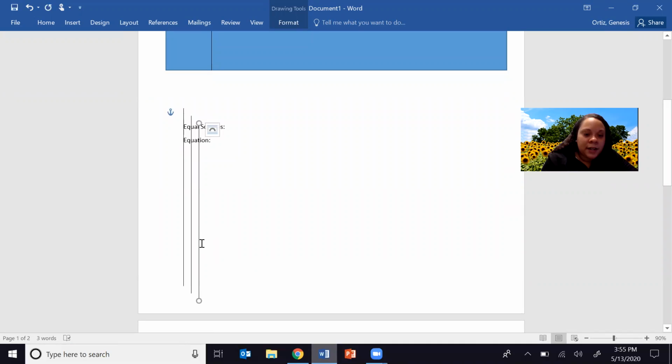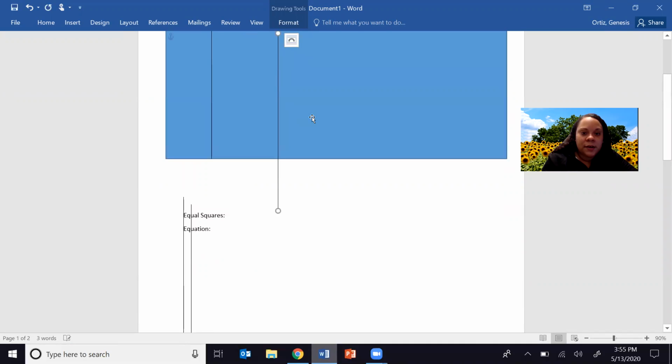Okay, so I got my lines ready and I'm gonna go ahead and start putting them on my rectangle so I can have my squares.